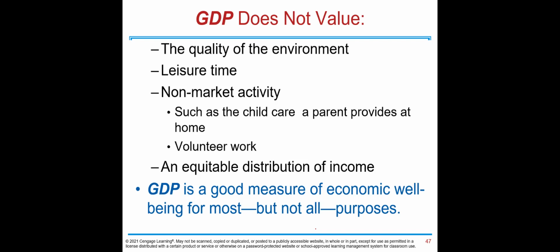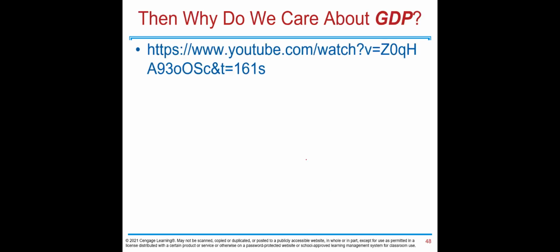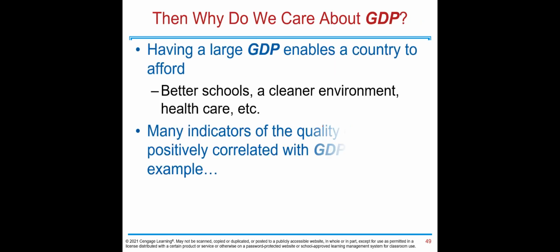Non-market activity, such as the child care a parent provides at home, is not included in GDP. Volunteer work is not included in the GDP. And also GDP doesn't include an equitable distribution of income. So GDP is a good measure of economic well-being for most, but not all purposes. So you are going to discuss imperfections about GDP measurement in your discussion this week. You can watch a video about why we care about GDP here.